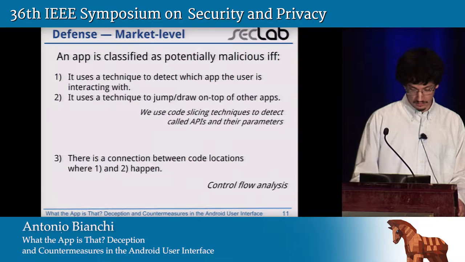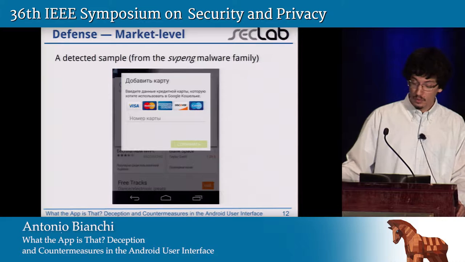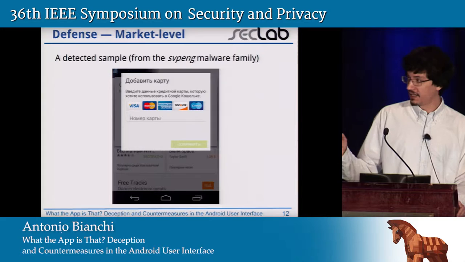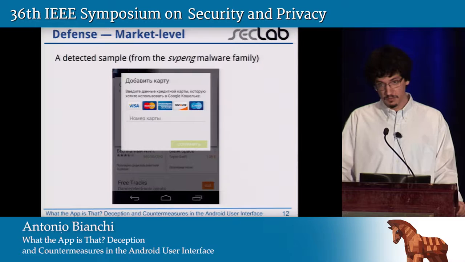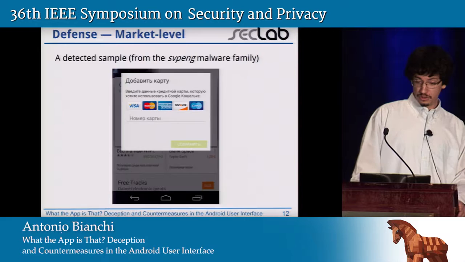So this is an example of a sample our tool was able to detect, and this sample is pretty interesting because it's waiting for the user to open the official Google Play Store app, but then it's showing on top of it a malicious window asking for credit card information. But what is interesting is that this window actually is mimicking the legitimate window that the Google Play Store opens when, for instance, a user wants to buy not free content.